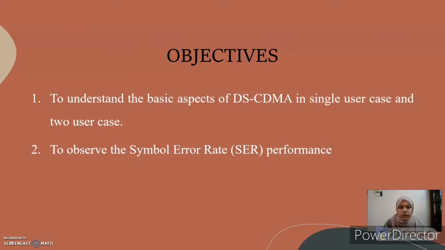Objective 1. To understand the basic aspect of the DS-CDMA in single user case and two user case. 2. To observe the symbol error rate, SER, performance.